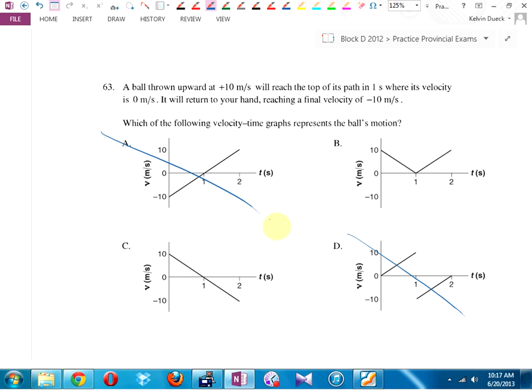I'll give you a hint. What goes up must come down. What's your final velocity? Negative 10. And that slope there is the acceleration due to gravity, always negative. Remember, you can have a positive velocity and a negative acceleration.